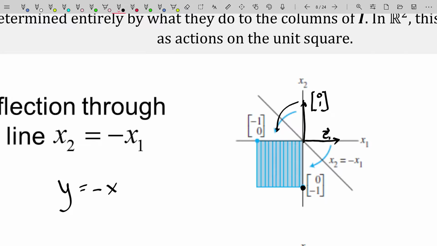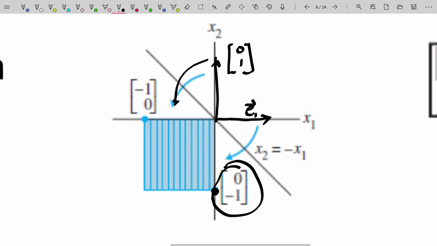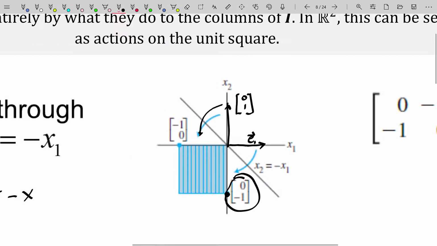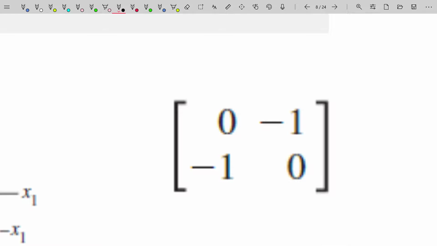And so the standard matrix for that is what the transformation did to e sub 1 and what the transformation did to e sub 2. Those will be the columns of the standard matrix.